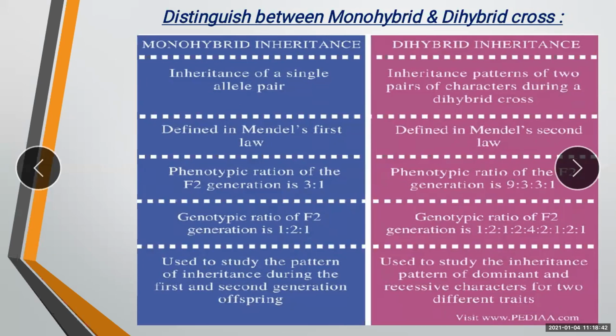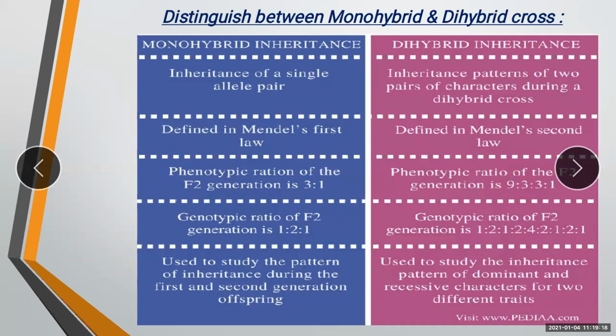Mendel's monohybrid cross is defined in Mendel's first law, and here it is defined in Mendel's second law. Then the phenotypic ratio, this you have to remember, these are important. The phenotypic ratio in the F2 generation in monohybrid cross is 3 is to 1, while the phenotypic ratio of the F2 generation in the dihybrid cross is 9 is to 3 is to 3 is to 1. Genotypic ratio in F2 generation is 1 is to 2 is to 1, while here the genotypic ratio is 1 is to 2 is to 1 is to 2 is to 4 is to 2 is to 1 is to 2 is to 1. This you have to remember, there is no other option. You have to learn this.